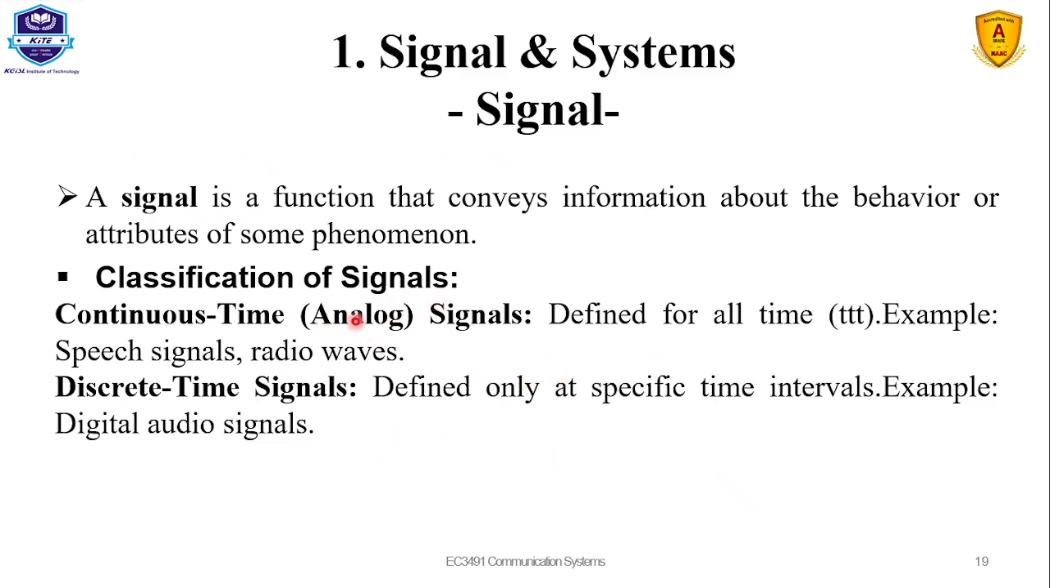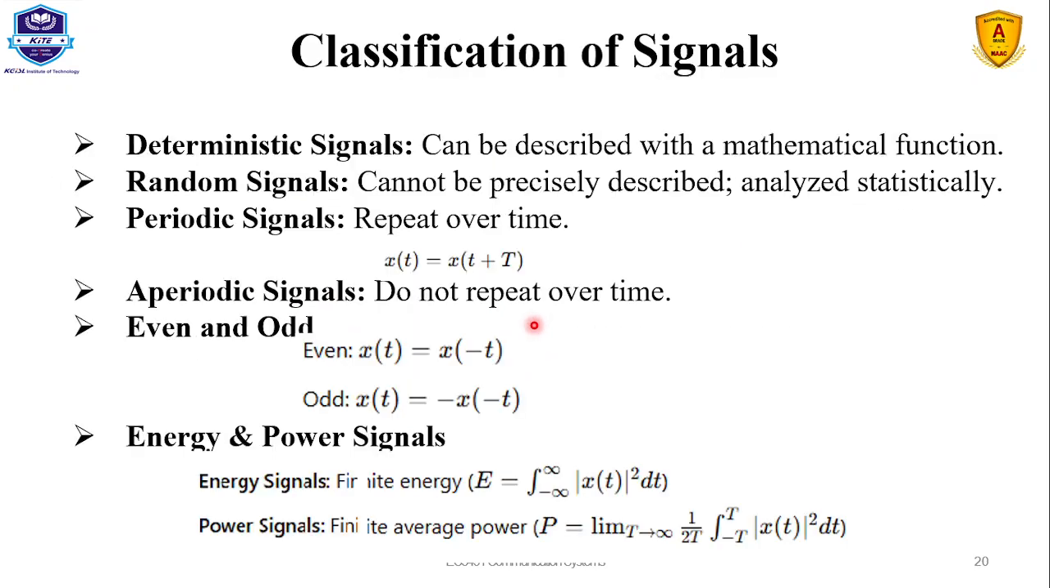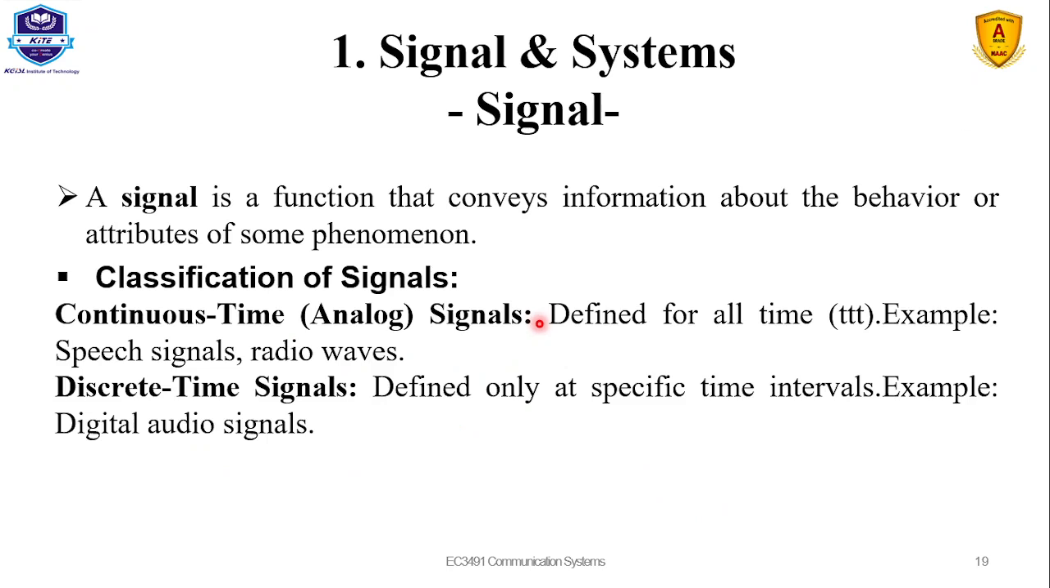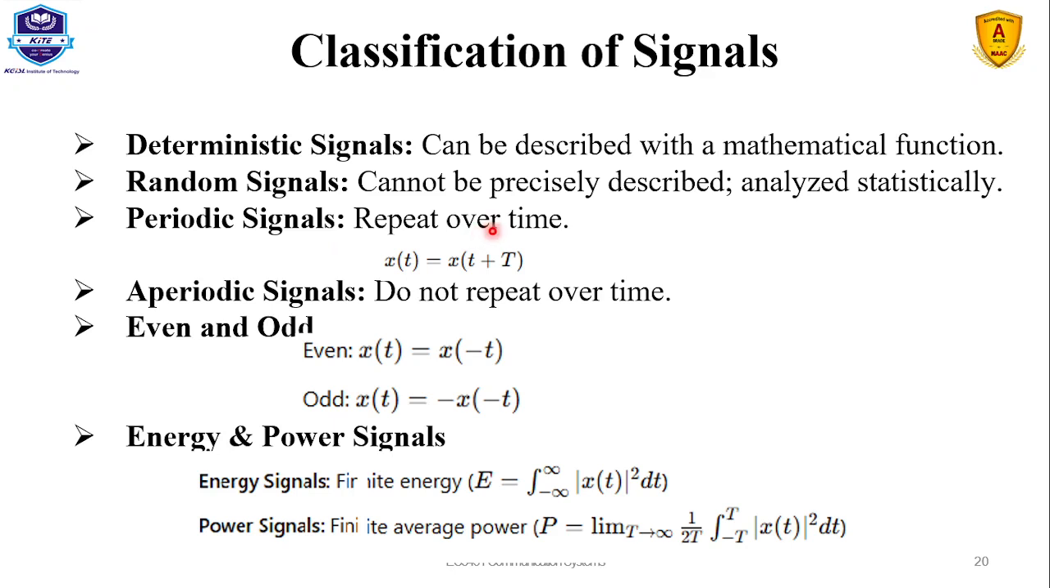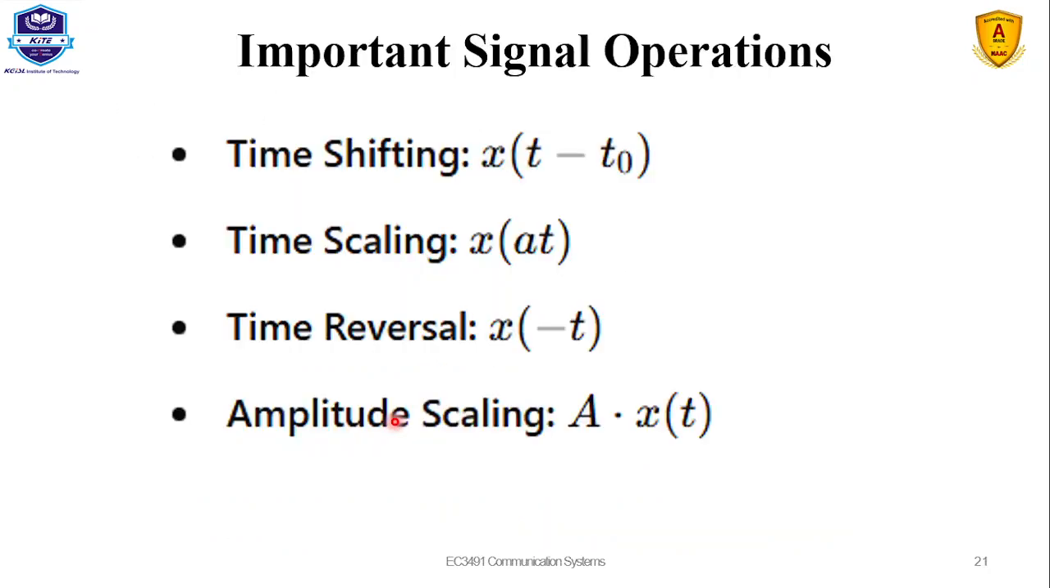So this is what I have conveyed and represented in terms of signals. I made this PPT with respect to the last signals and systems class that I taught, and this is just for a recall. Again I have given the classification. I hope you remember: deterministic signals, random signals, periodic signals, aperiodic, even, odd, energy and power signals, etc.